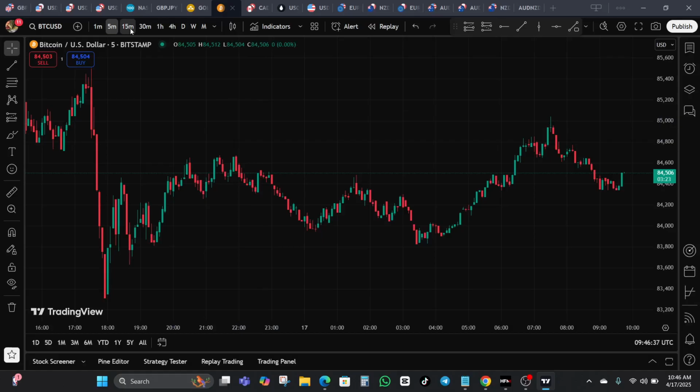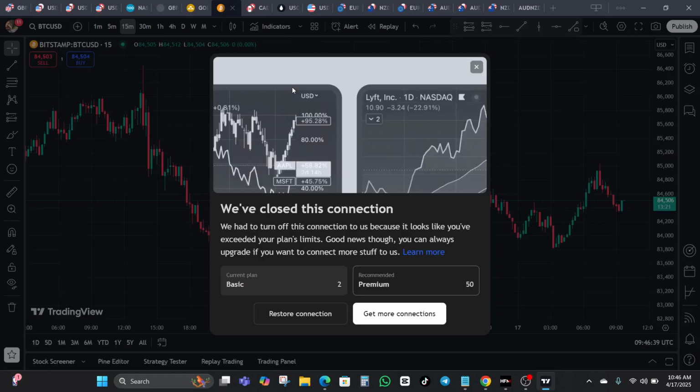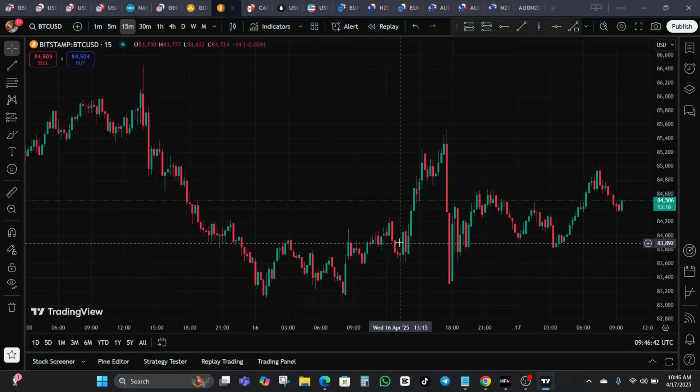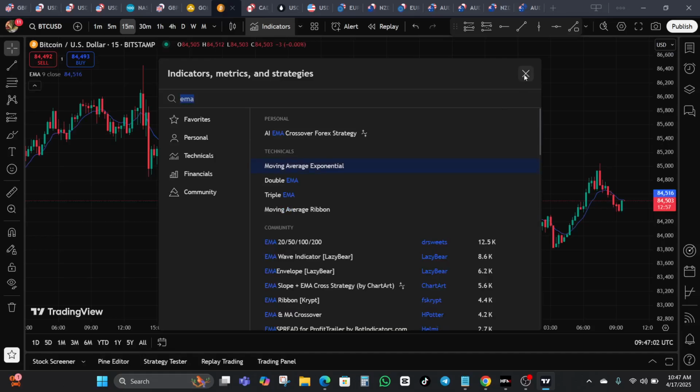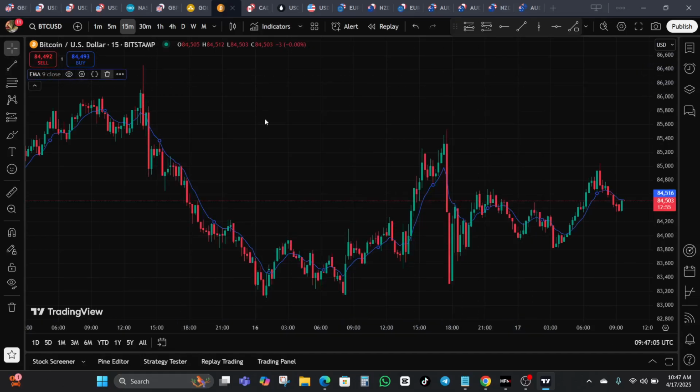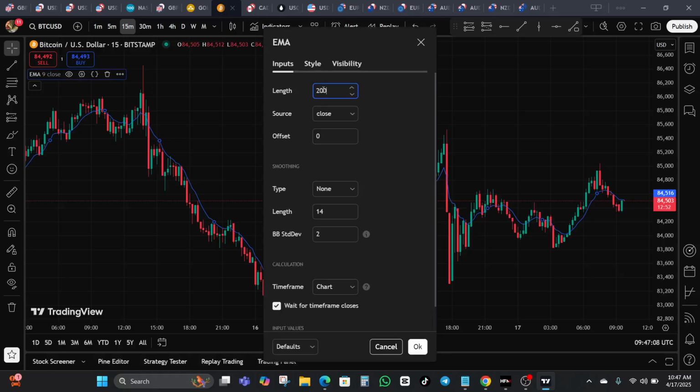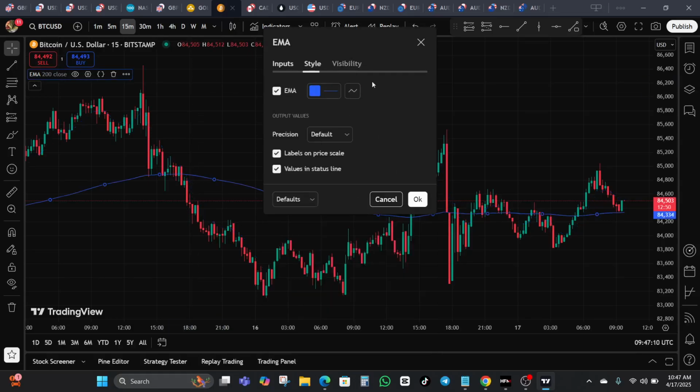We're going to be starting on the 15-minute time frame to understand the bigger picture. All right, and we are going to be using the 200 EMA as the trend filter. So we're going to add the 200 EMA to the chart right now. The 200 period exponential moving average, we're going to be using that as a trend filter. All right, let's give this thickness.